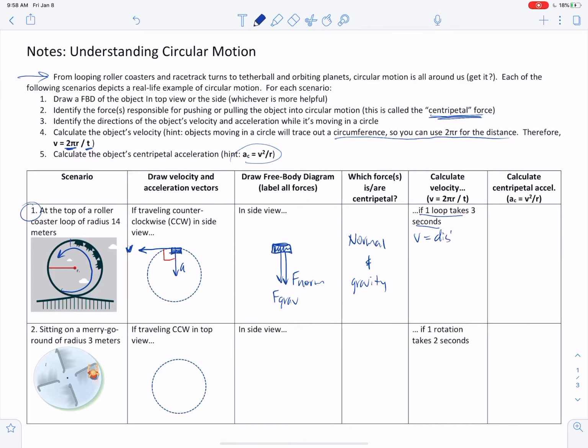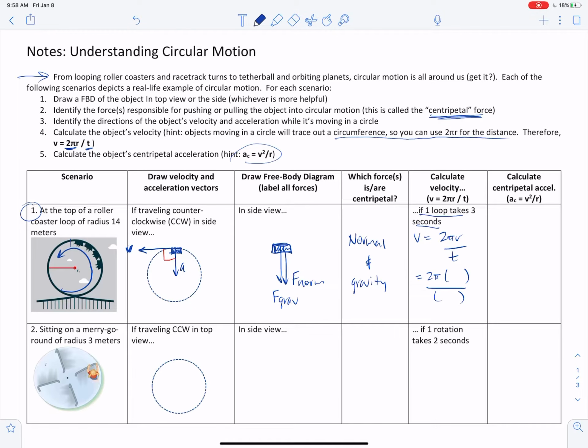This is a really elementary definition of velocity. Velocity is the distance over time. And the distance is going to be the circumference of the circle. So the distance is 2 pi r, and the time we'll call t. Well, we actually know the radius and the time.